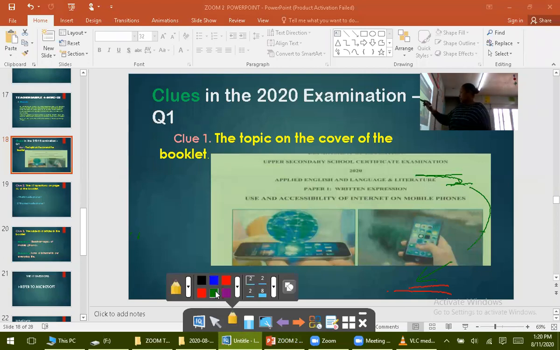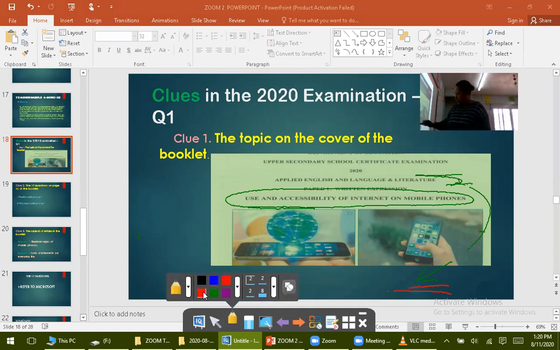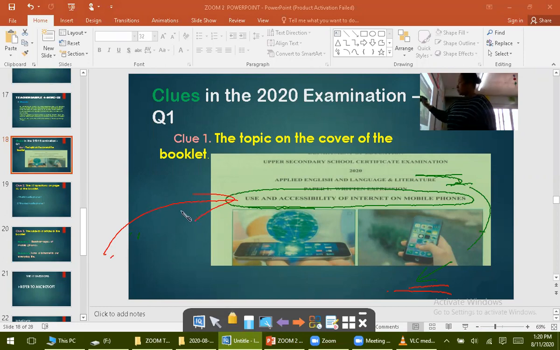What's the cover of the booklet? This is what I'm referring to. Use and accessibility of internet on mobile phones. So the examiner is giving you a clue here that the question will be to do with this broad topic, all right? It does not really give you any specific information, but the question should be around this idea, right?